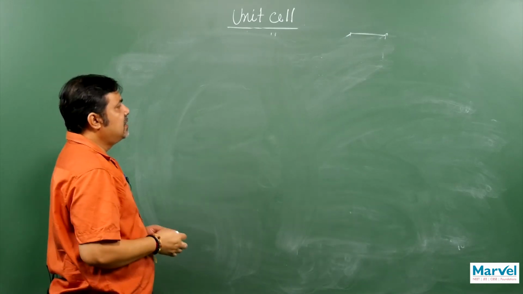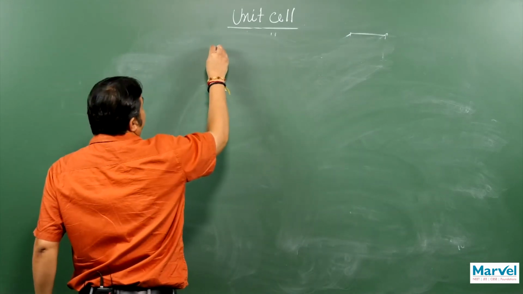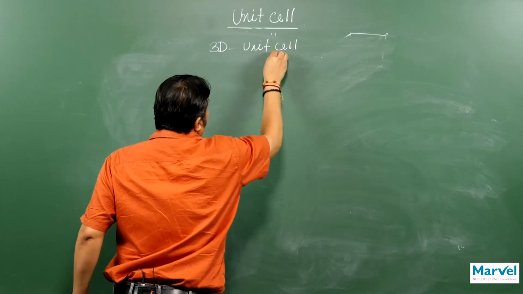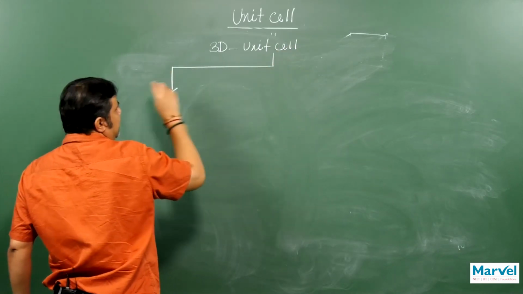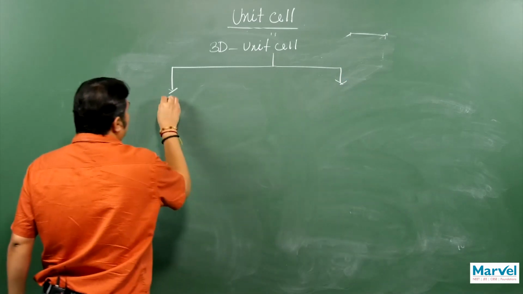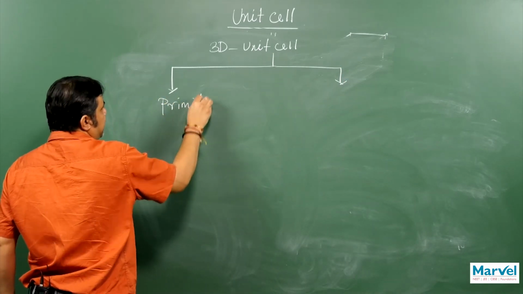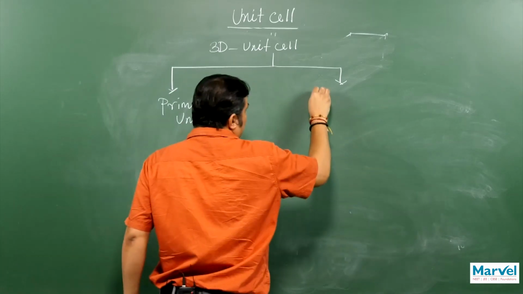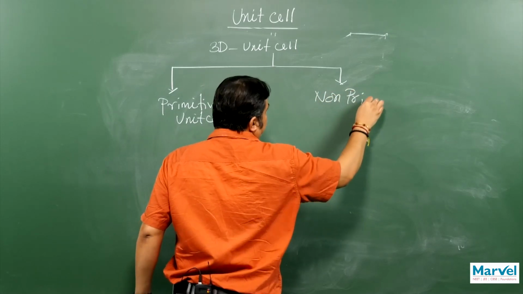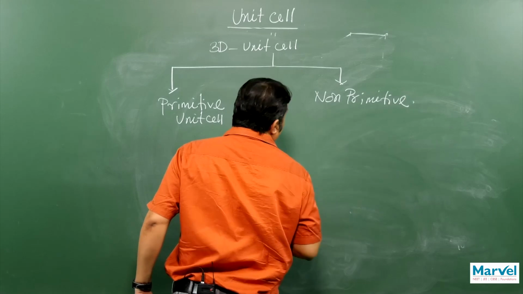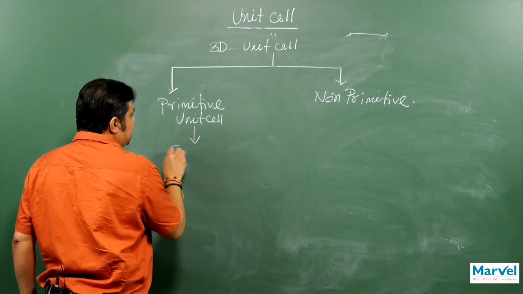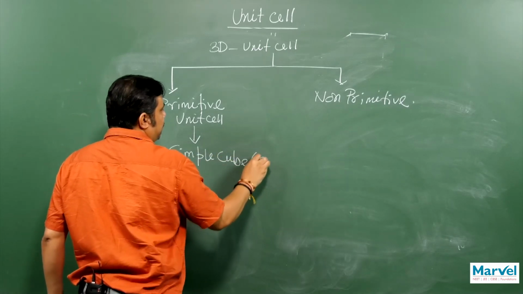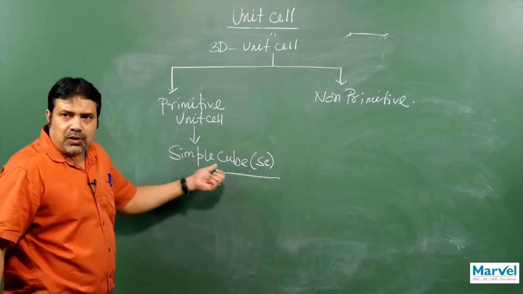In that classification, this 3D unit cell can be classified into two: one is the primitive and one is the non-primitive unit cell. The example of a primitive unit cell is the simple cube. We write it in short form as SC. SC does not mean scheduled caste; we write down simple cube.